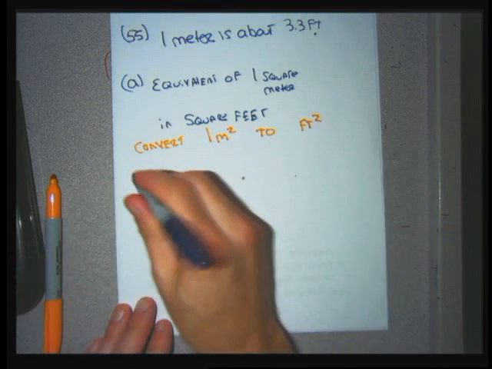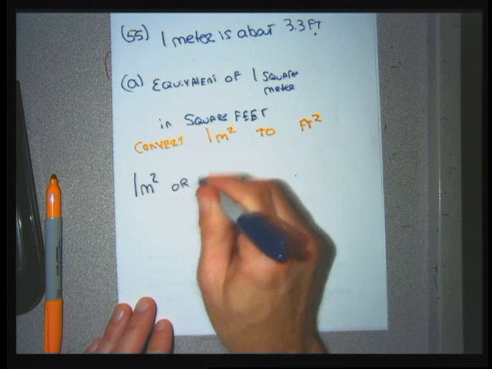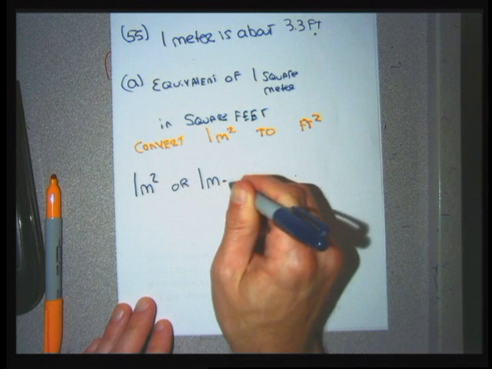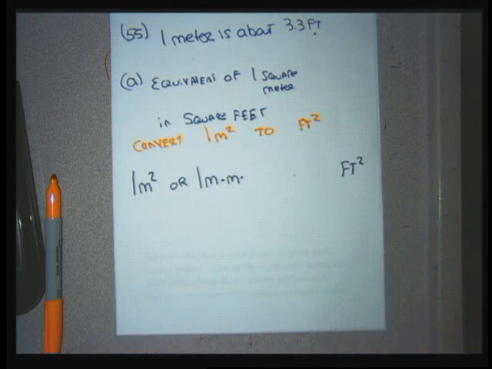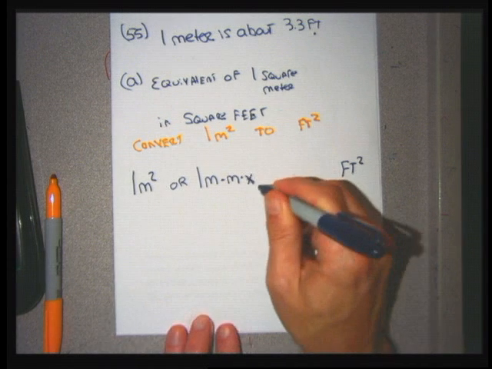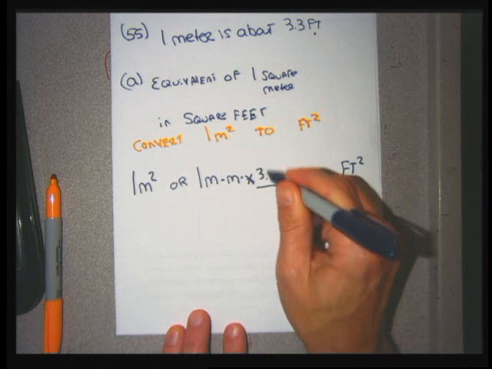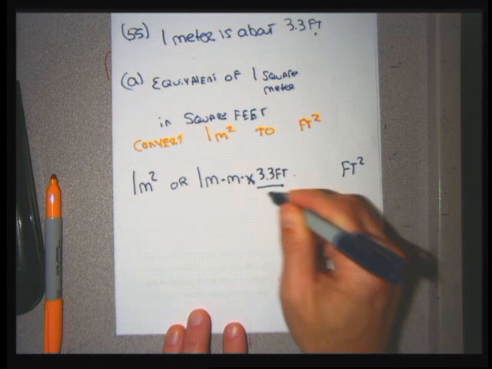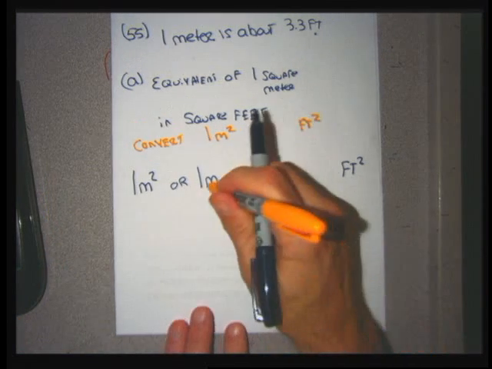So I'm going to start with what I have, which is 1 meter squared, or 1 meter times 1 meter. And my goal in units is to get square feet out. Because the unit that I have doesn't cancel, it's not a square to square, I'm going to need 2 units. So the first unit I'm going to multiply by, in the numerator it's going to put what I want. I want feet, so I'm going to put 3.3 feet is equal to 1 meter. And that's going to allow me to cancel 1 meter.